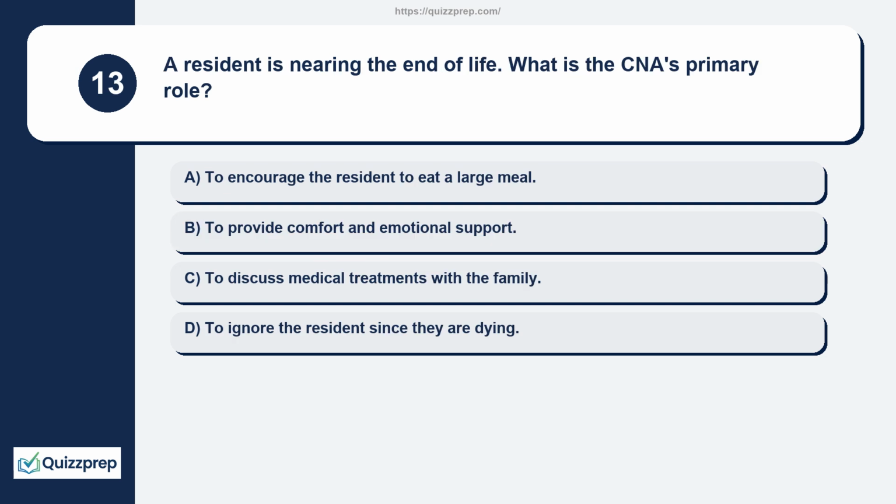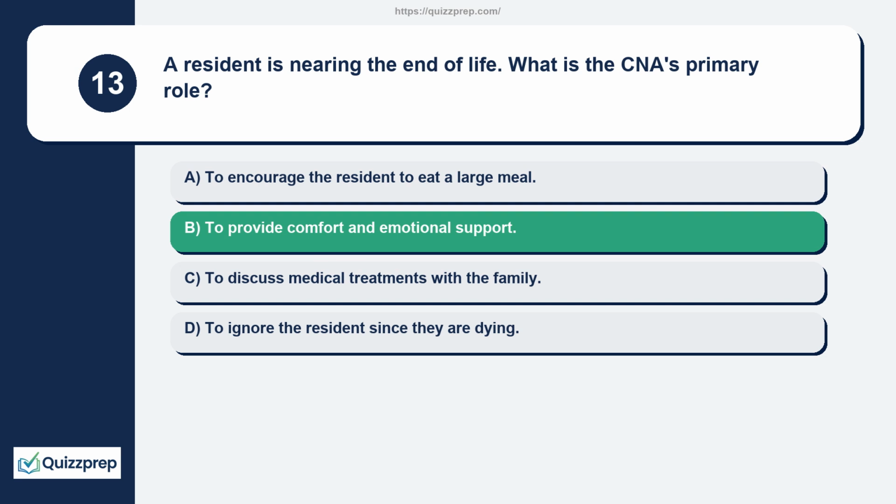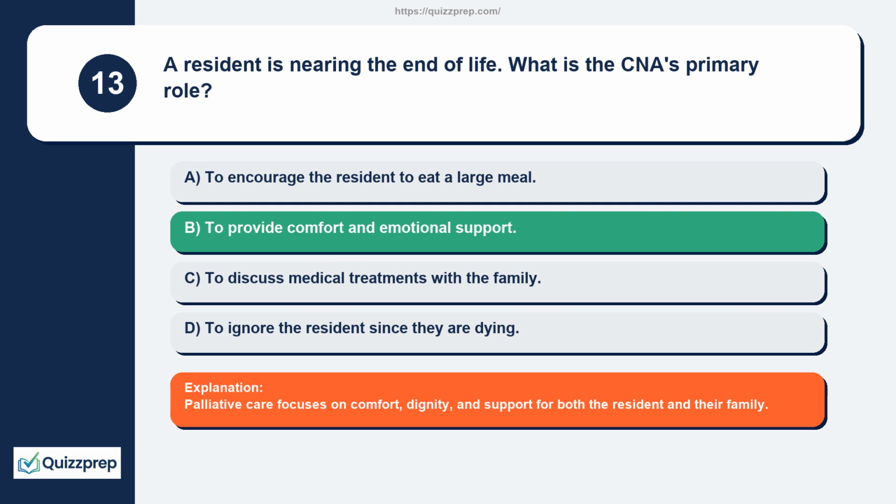Question 13. A resident is nearing the end of life. What is the CNA's primary role? To encourage the resident to eat a large meal, to provide comfort and emotional support, to discuss medical treatments with the family, to ignore the resident since they are dying. Palliative care focuses on comfort, dignity, and support for both the resident and their family.